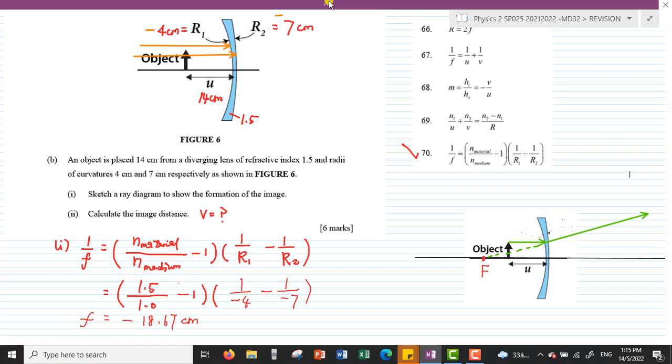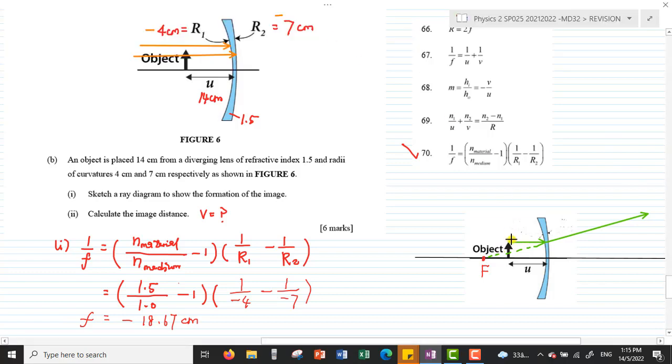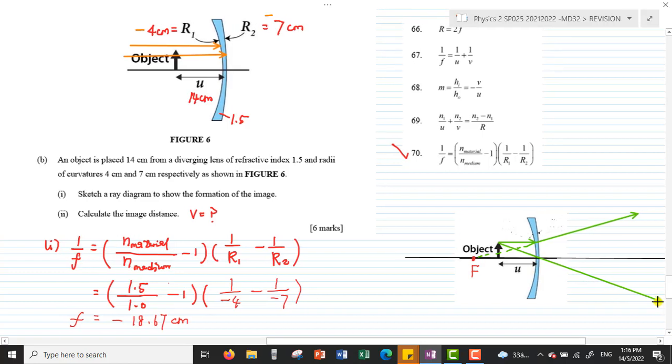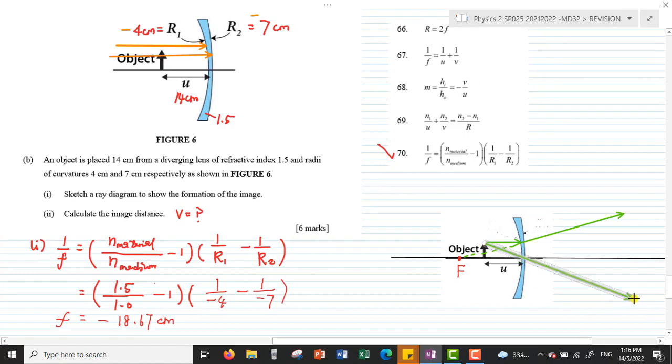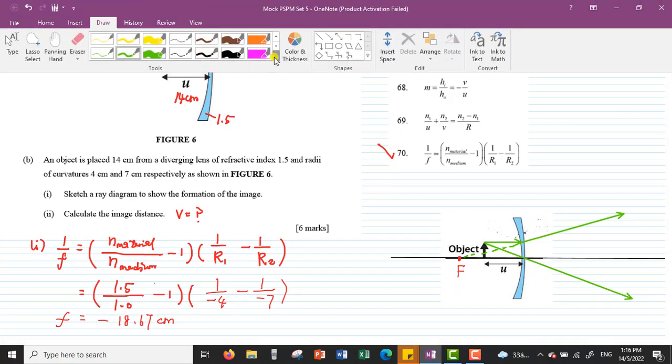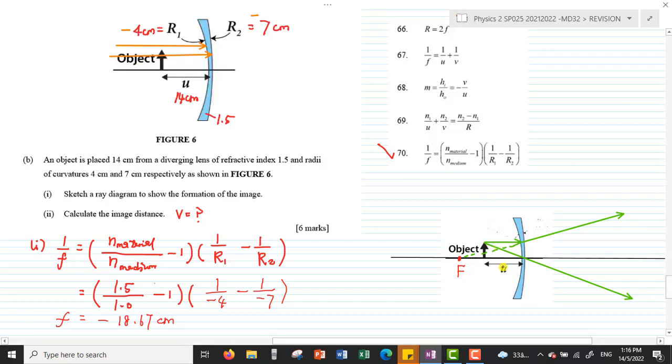And then the second ray we can draw starts from the object and goes straight, passing through the center of the lens. Then we are going to get the intercept. The intersection of these two rays will be the position of the image, so I label it as I. We need to label it as the position of the image. Okay, so this is our ray diagram.